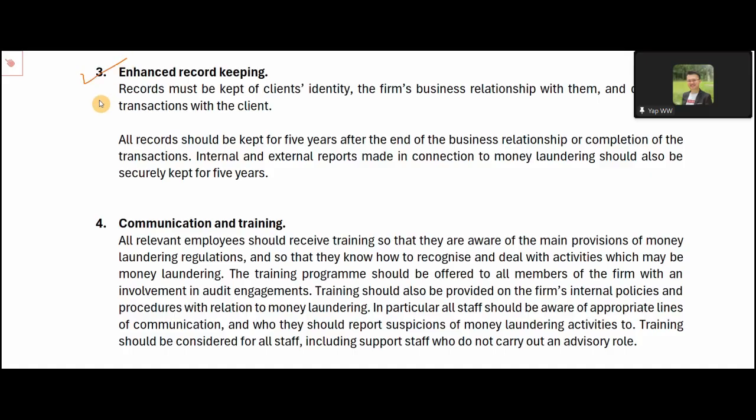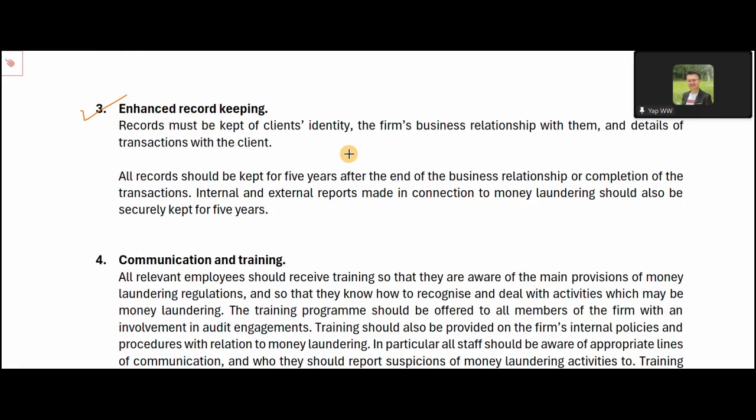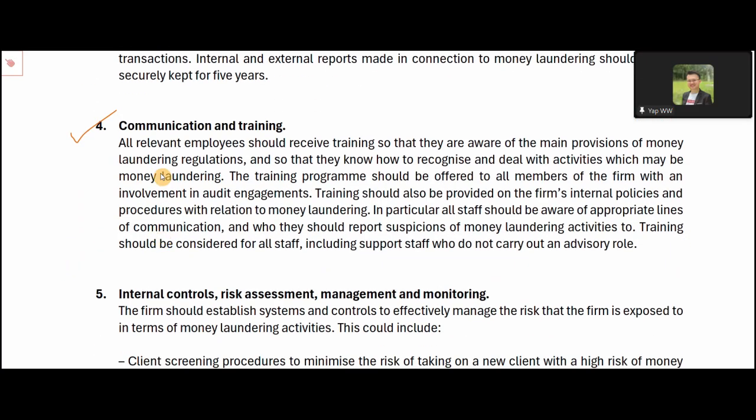Enhanced record keeping. You must keep your clients' records for up to 5 years. I think you might have studied some Malaysian law that talks about 7 years, right? That one is Malaysian law. This one is the international standard. At least you have to keep your clients' documentation for 5 years. And communication and training. These refer to audit team members receiving training.